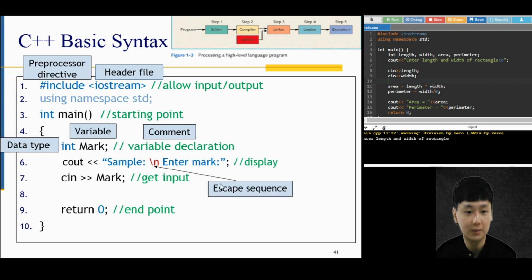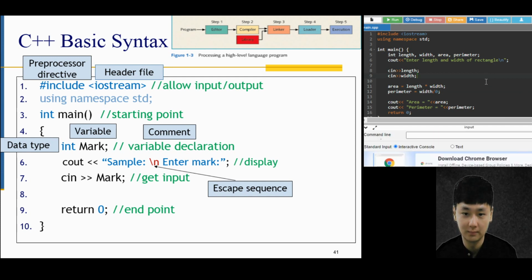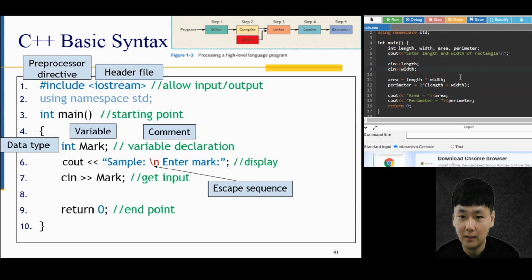And you can see here we have a backslash n. So what is this symbol? This is the escape sequence. What is the purpose of this escape sequence? Take a look at this example in this online compiler. For instance, enter length and width of a rectangle.